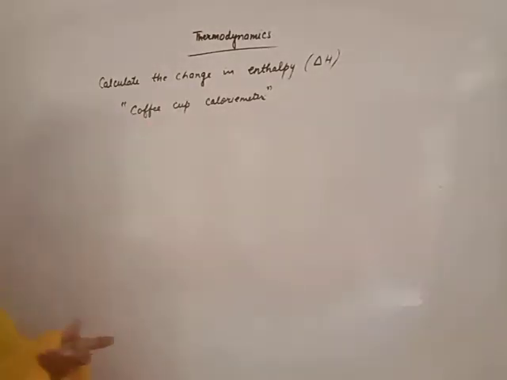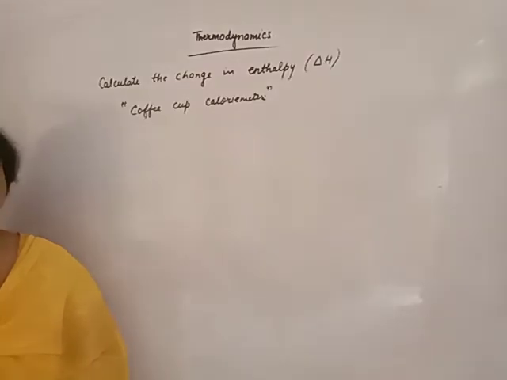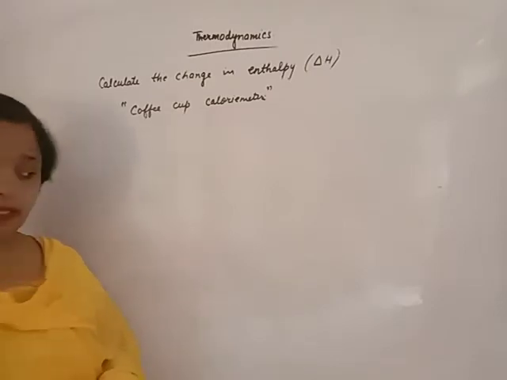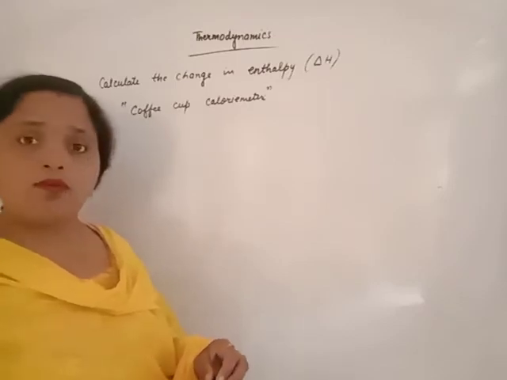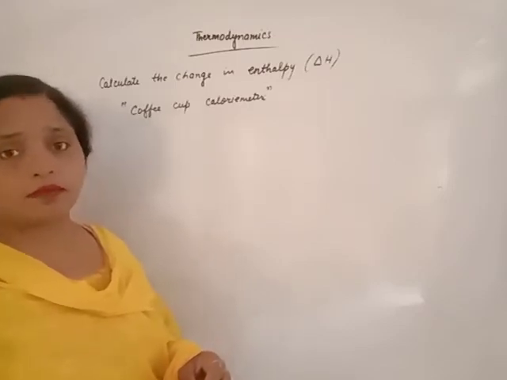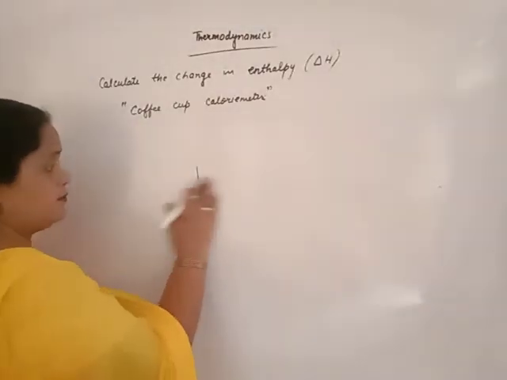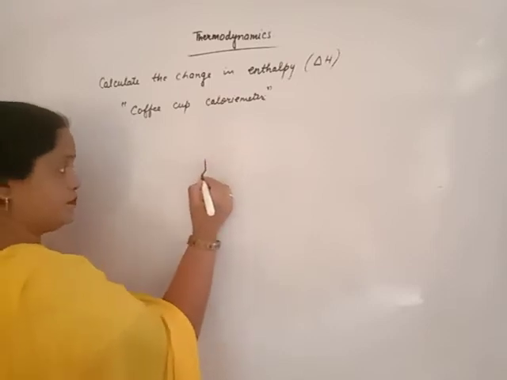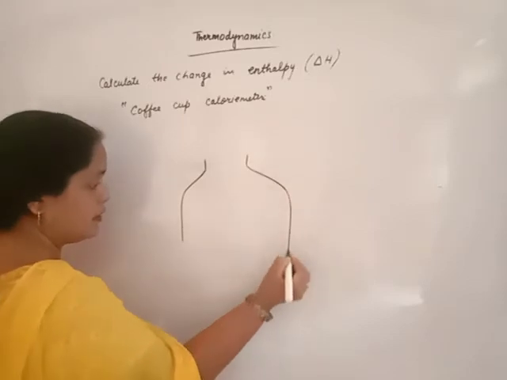Coffee cup calorimeter is very simple. Beta, we will use a polythene bottle or polystyrene cup. Two solutions mix in it and are covered by a cork. That cork consists of two holes, one hole for stirrer and other hole for thermometer. Only this is. We have a polythene bottle like this.